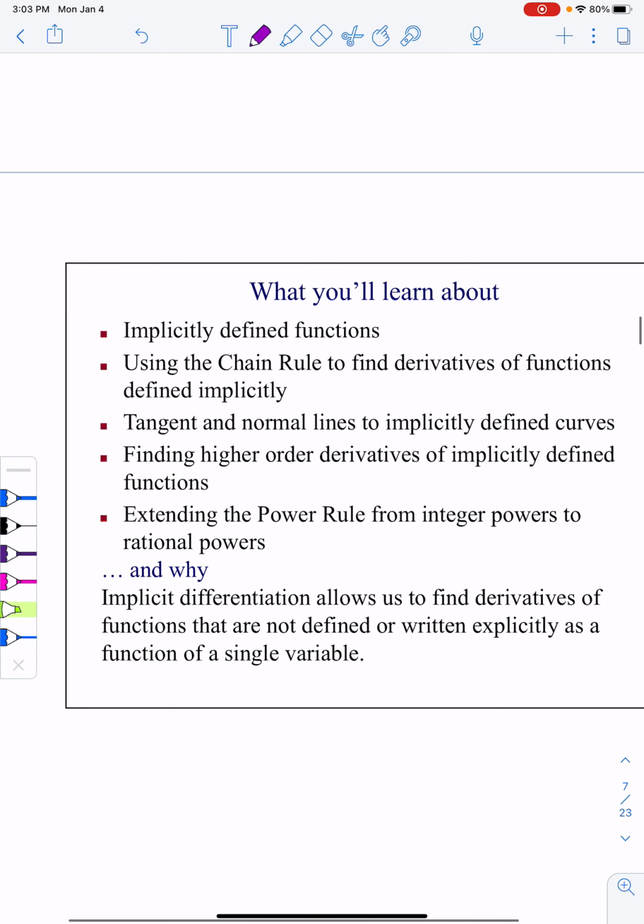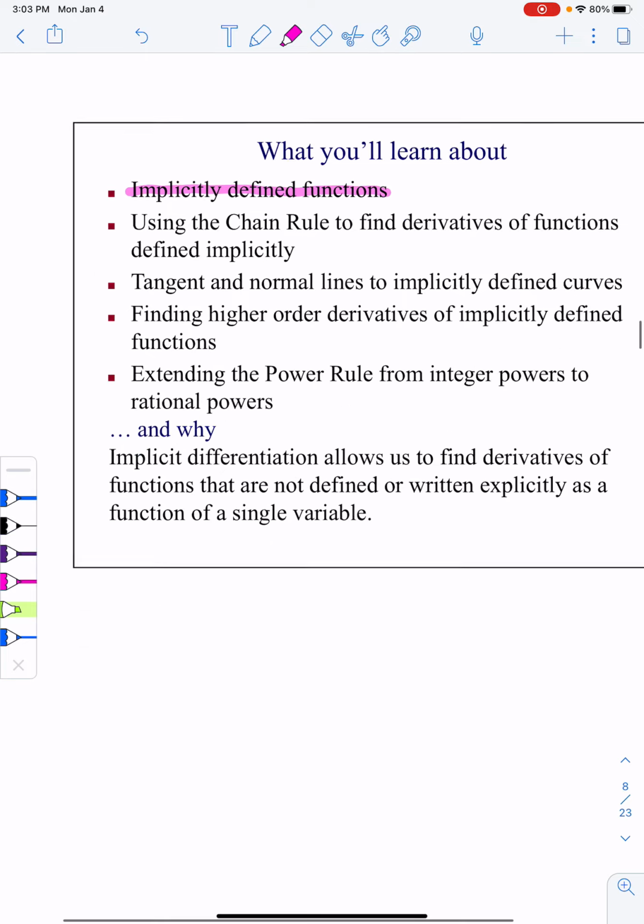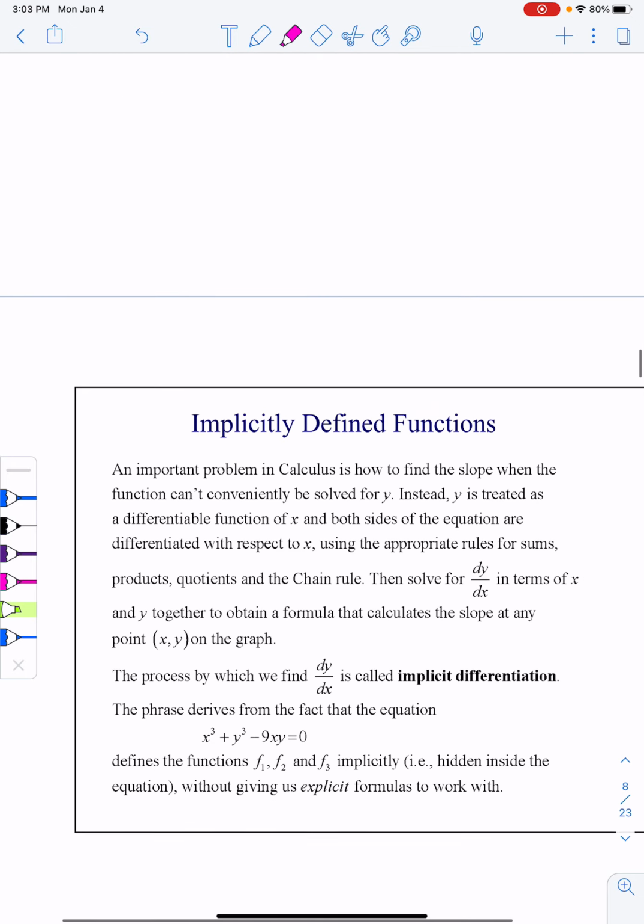So what we're going to do today is talk about how to work with implicitly defined functions, what to do with them, making sure we understand how to use chain rules when we do that, finding tangent and normal lines, being able to take higher order derivatives. I don't know if we're going to extend the power rule. We'll have to see what we do.